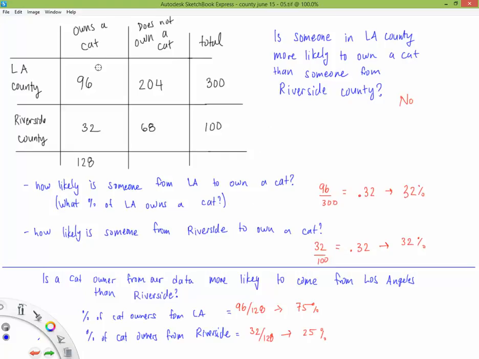I might say this comes from a random sample. Maybe I picked these people at random, okay? I surveyed 300 randomly selected people from LA. Now, if this time when I surveyed 300 random people I got 32% owning a cat, okay? Now, if I took another survey of 300 people, what percentage of people own a cat?